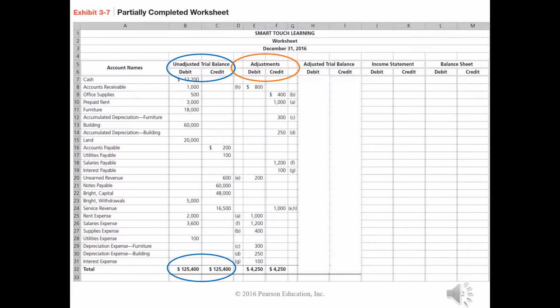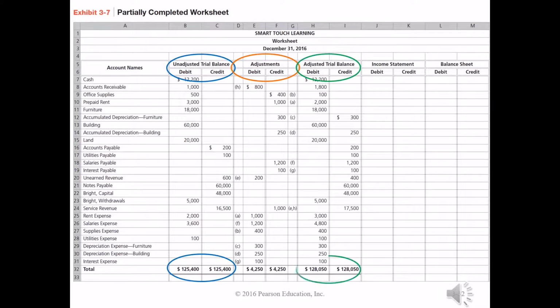Once you are assured that your debits and credits equal, you can create your income statement out of your revenue and expense accounts and your balance sheet out of your assets, liabilities, and equity accounts. The worksheet can also be used to create these statements.